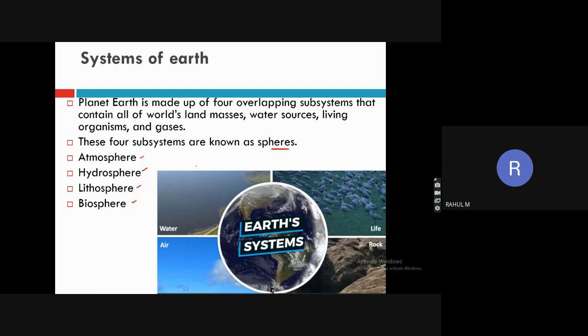Right. Now here, each term has an importance. Litho actually means... what does litho mean? So actually all these 4 terms are taken from Greek terms, and each of these terms has a meaning. So what would the word litho mean? Anyone?